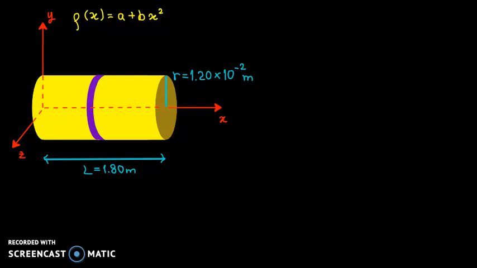A cylinder of radius r and length L is lying on the x-axis as shown in the picture, and it has a variable resistivity that depends on x. We'd like to calculate the total resistance of this cylinder.